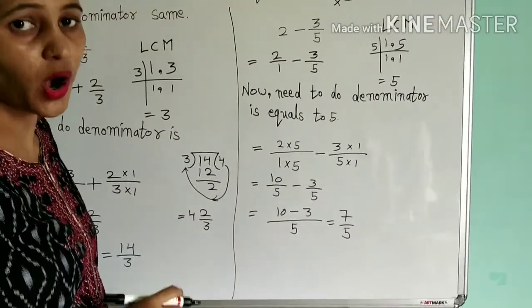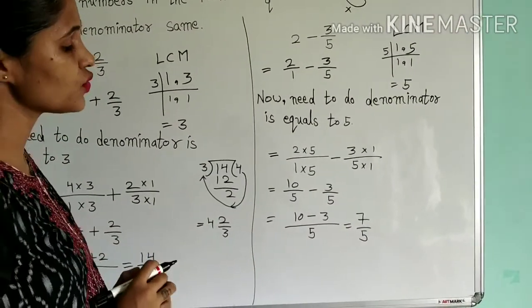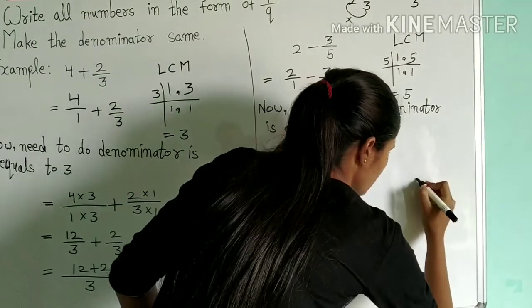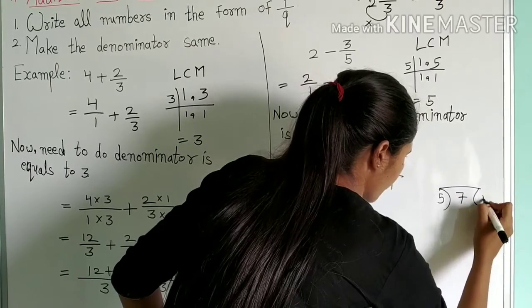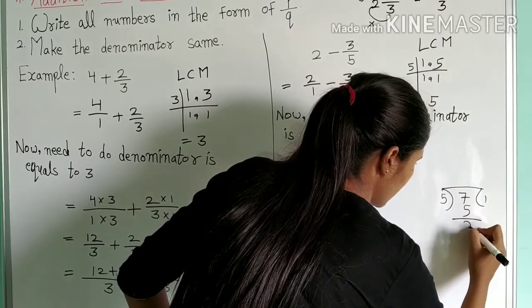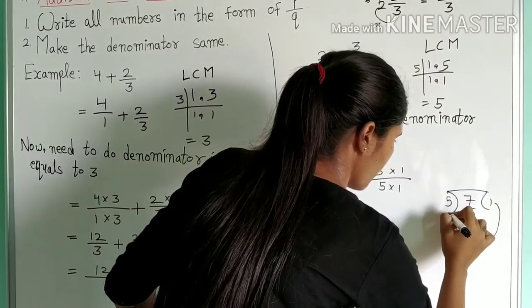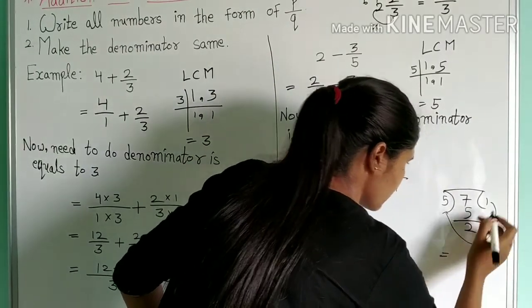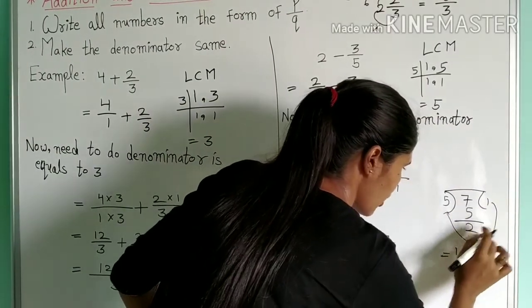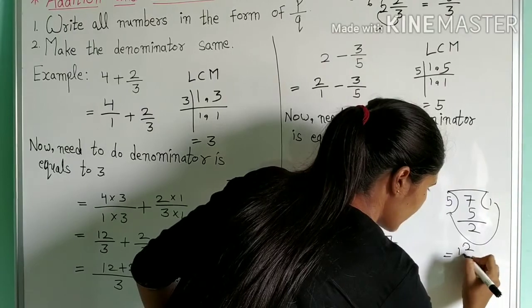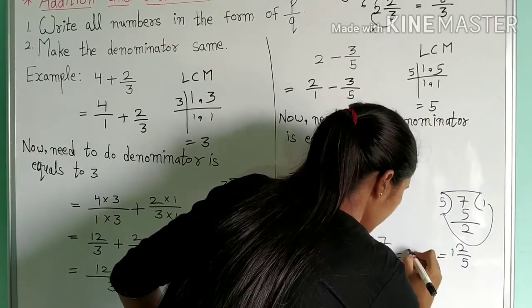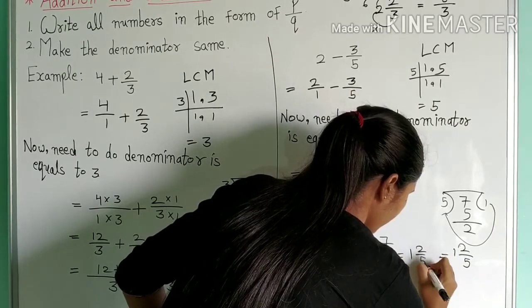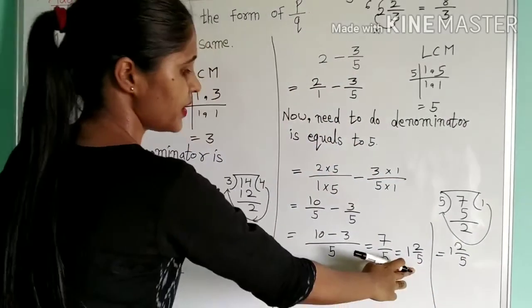7 by 5 is an improper fraction. So we will convert it into a mixed fraction. So here we divide 7 by 5. So 5 1s are 5. Remainder 2. Now we will move in this direction. First what will come? 1. Then what will come? 2. Then what will come? 5. So we write 1 2 by 5. Okay. This is our answer.